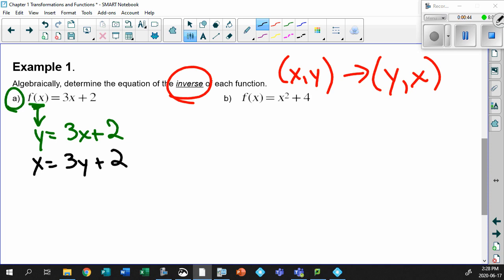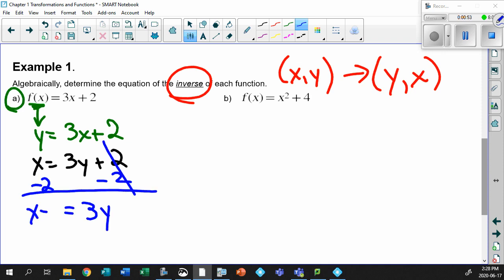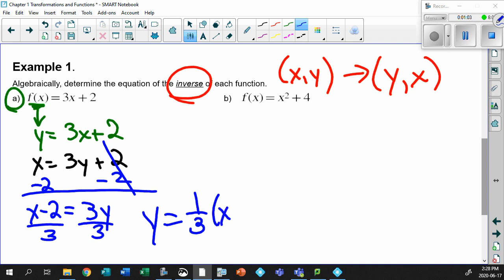Now, solve for y. This is the best part. Subtract 2 from this side, subtract 2 from that side. That's gone. There we go. We've got x minus 2. Now all we've got to do is divide by 3. Divide by 3. We end up with y equals, you know what? Let's just put that fraction up front. 1/3 (x minus 2).